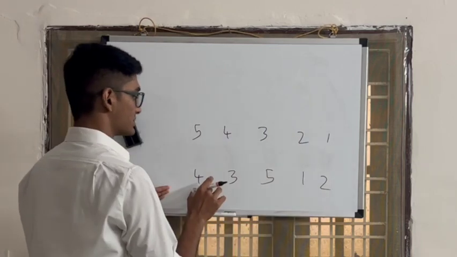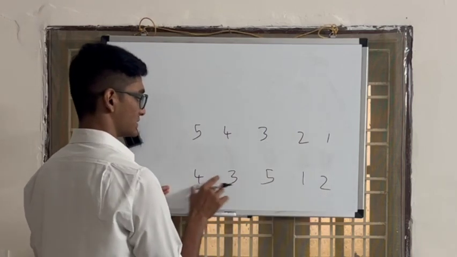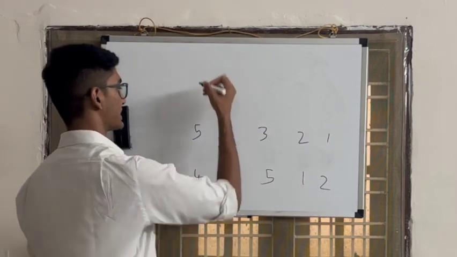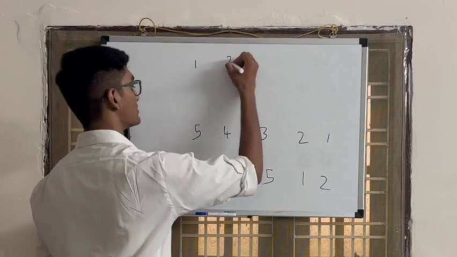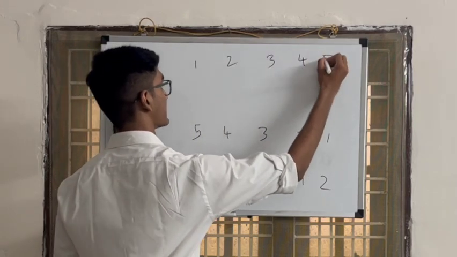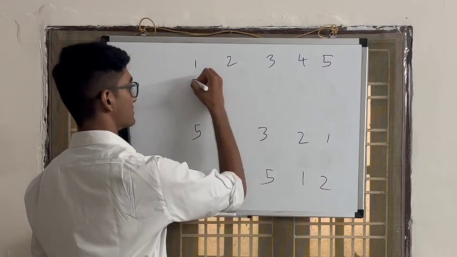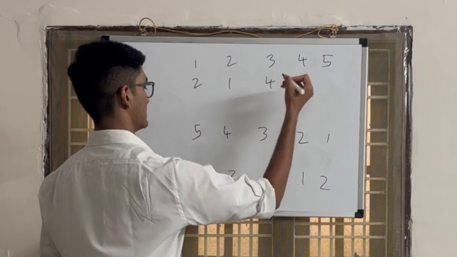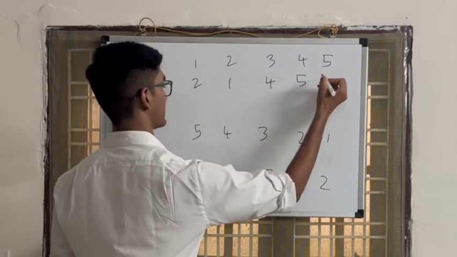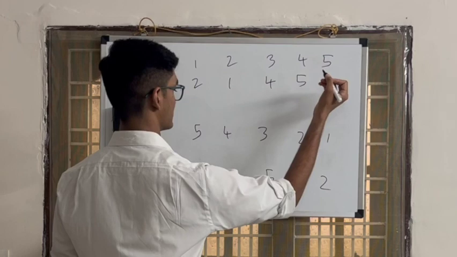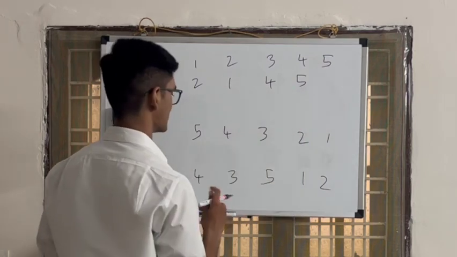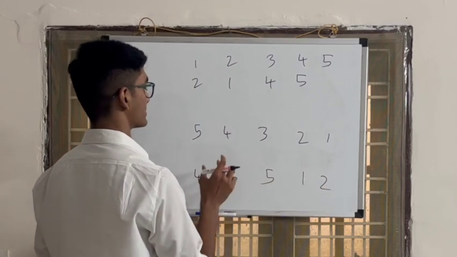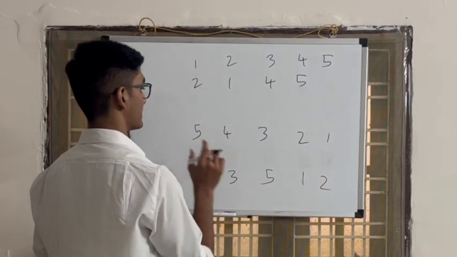What we'll do is sort this array's elements again. This part will sort it with this 2D array, which basically means we'll again come back to 1, 2, 3, 4, 5. 1 will have 2, 2 will have 1, 3 will have 4, 4 will have 5, and 5 will have 3.